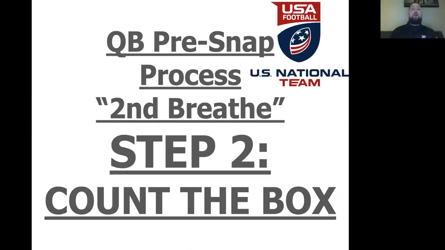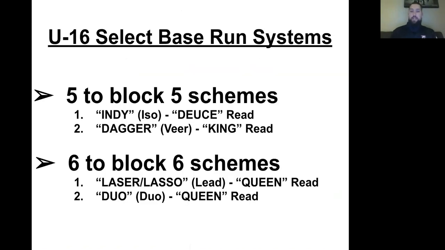All right, second breath. So we've got count the box. Our U16 base run schemes we used: Indy, which was lock zone or ISO, right? And we were reading what we call the deuce. I'll get into those identifiers here in just a second. We ran dagger, which was duo, basically. It was just veer. Those are our 5 to block 5 schemes. Read a second level player or linebacker, read a first level end man on line of scrimmage.